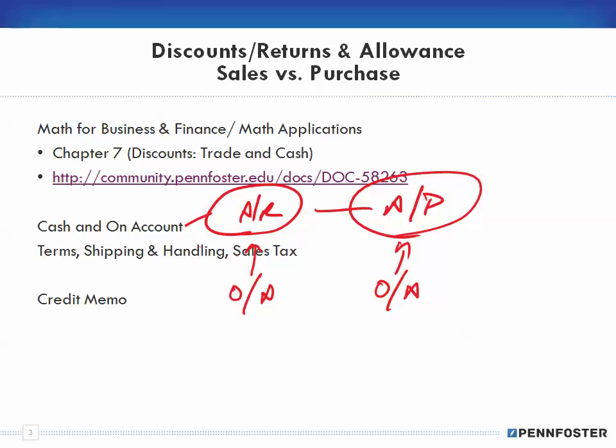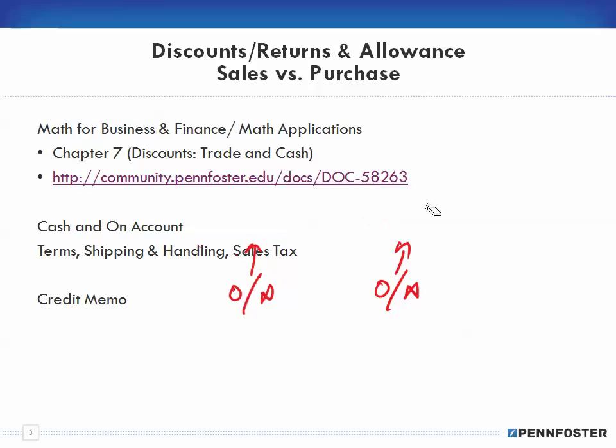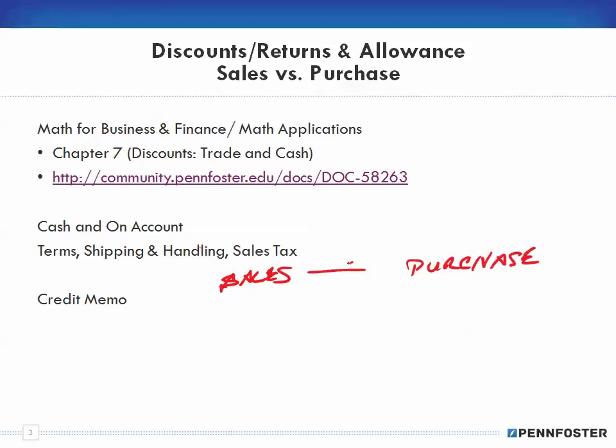Well, this goes the same for sales and purchases. Sales is when you make a sale, and purchase is when you buy something. Okay, two sides to the same coin. When you have sales, and that's why I'm going to point towards terms, shipping and handling, and sales tax, when you have sales, you can apply a discount, all right?